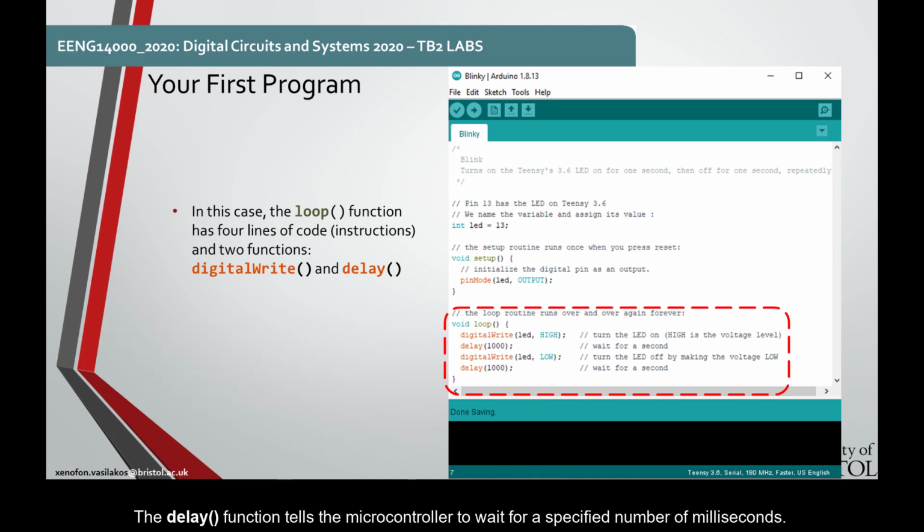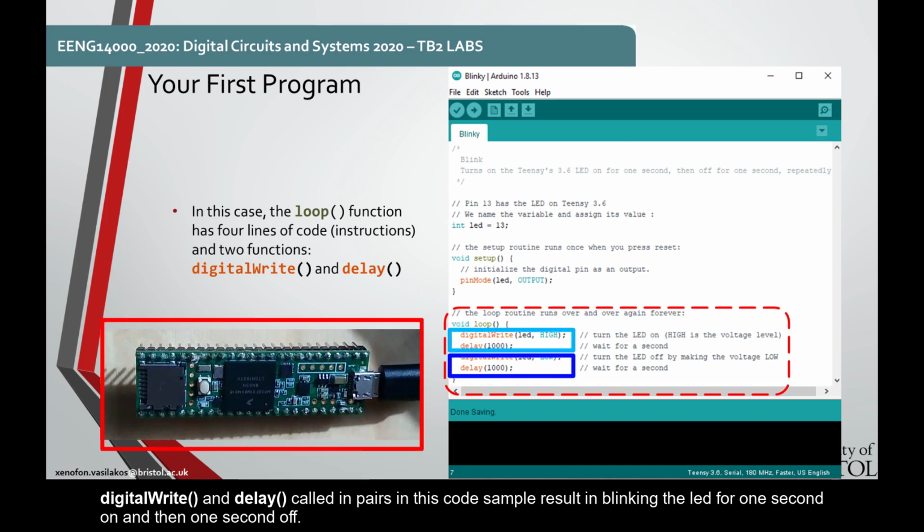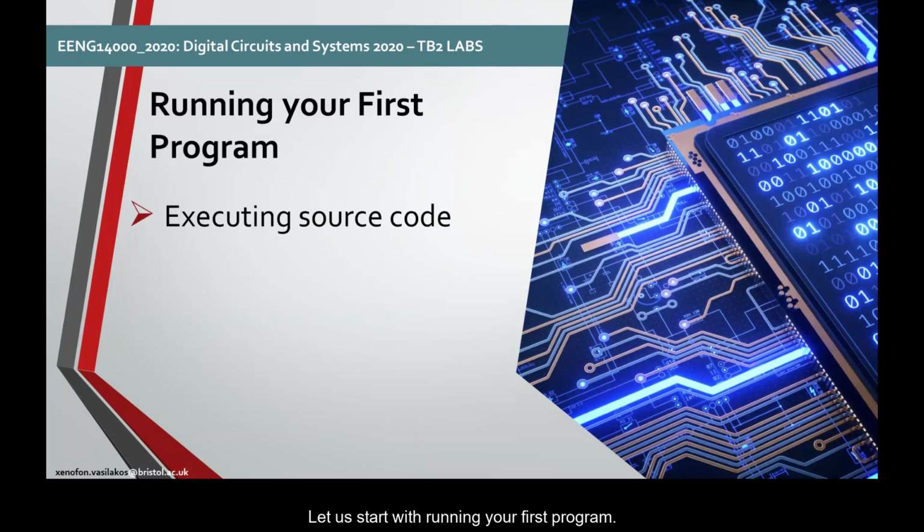The delay function tells the microcontroller to wait for a specified number of milliseconds. digitalWrite and delay, called in pairs in this code sample, result in blinking the LED 1 second on and then 1 second off. Let us start now with running your first program.